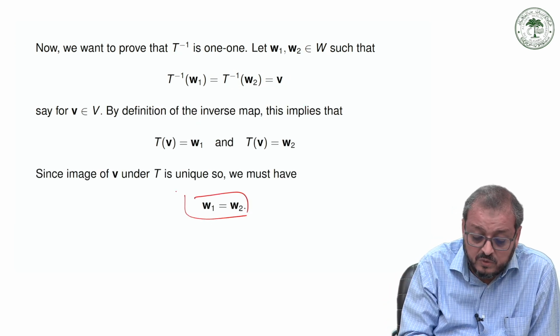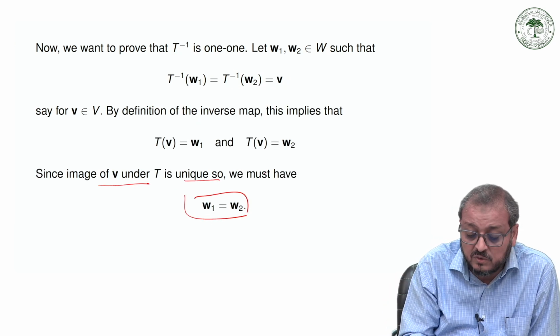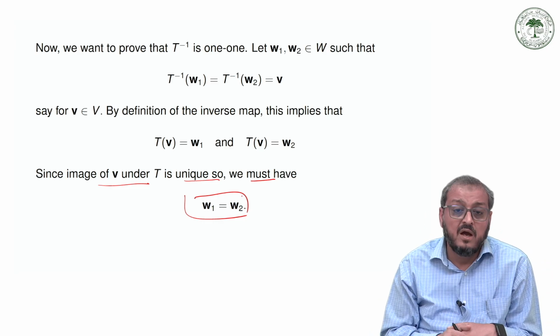So by the uniqueness, the image of T is unique, so this means they must be the same.